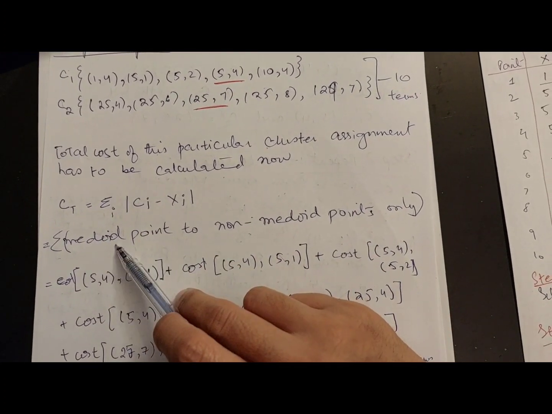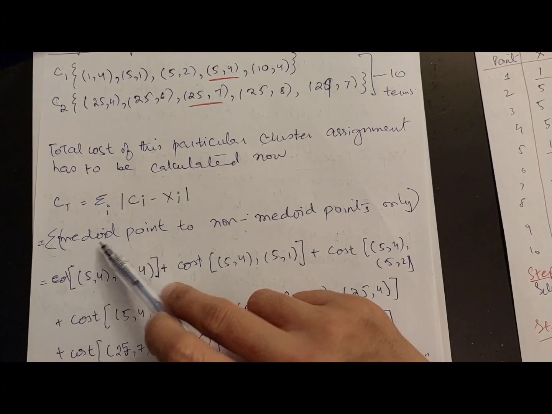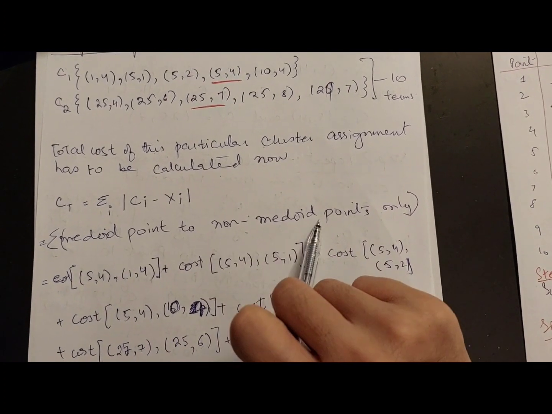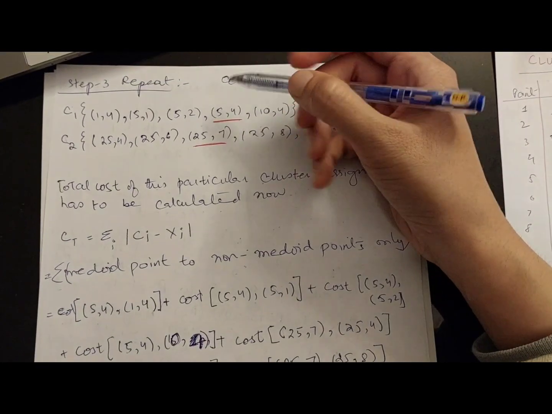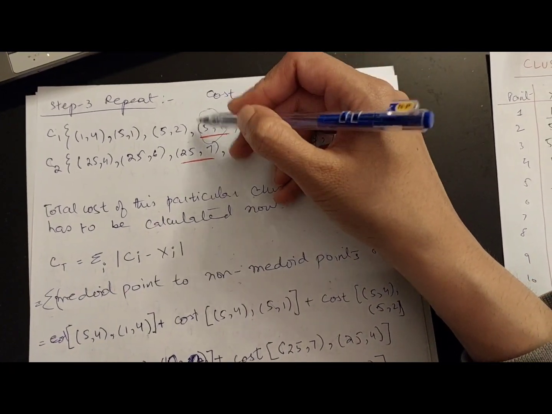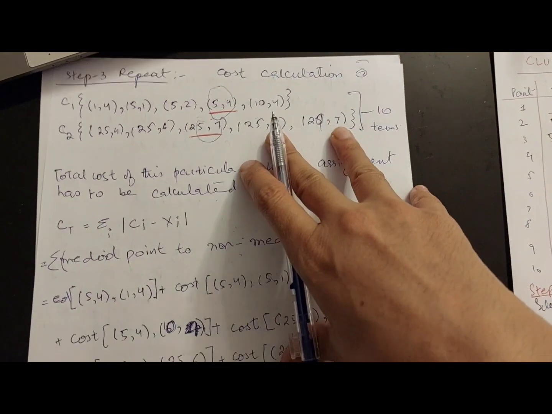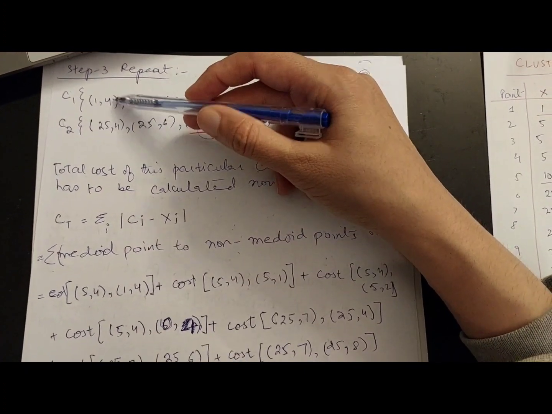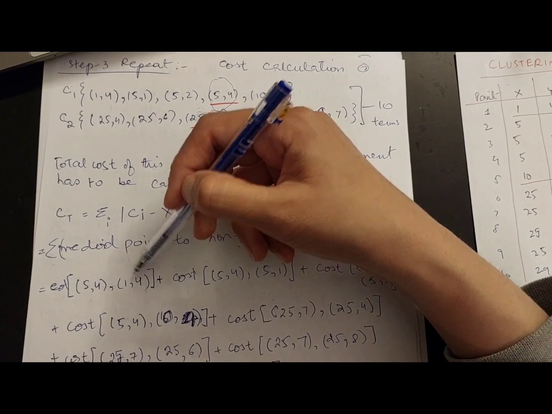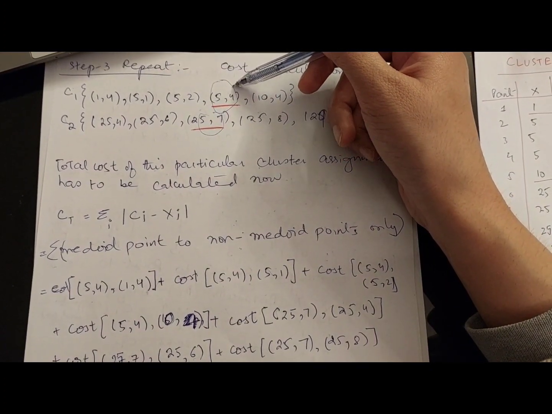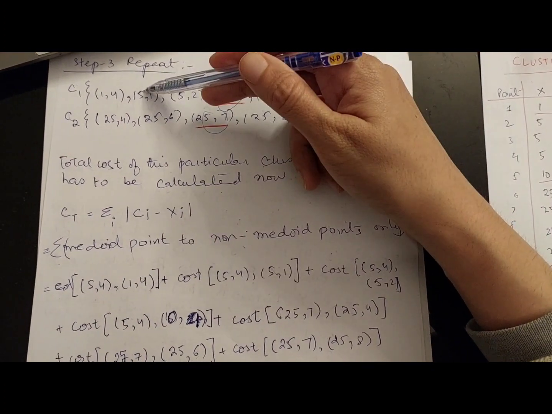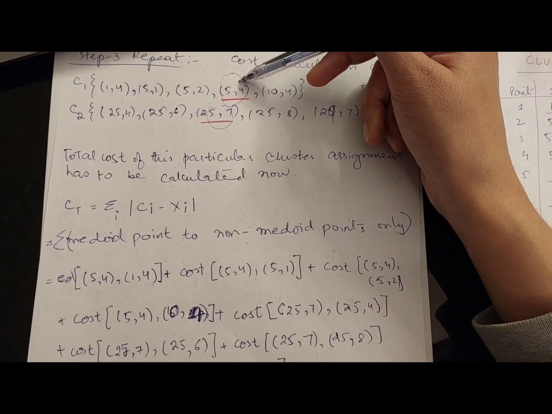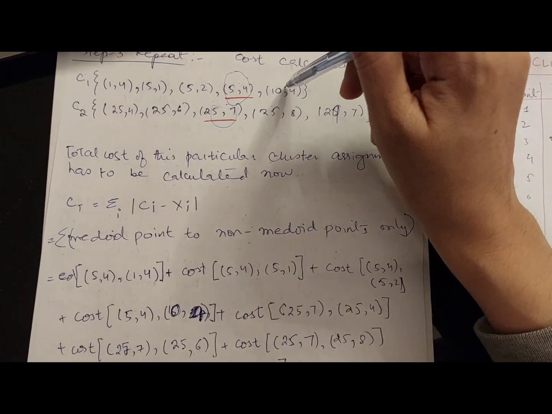The formula says that you will find the distance between the medoid point and the non-medoid points only. First of all, you know that this is your medoid point and this is your medoid point. So you will do the cost of 5 4 from 1 4, the cost of 5 4 from 5 1, the cost of 5 4 from 5 2, and the cost of 5 4 from 10 4.